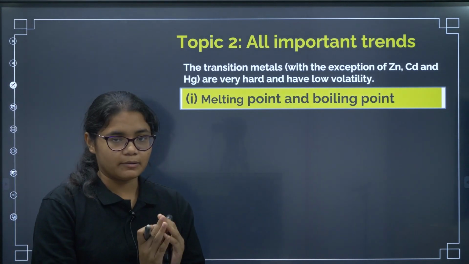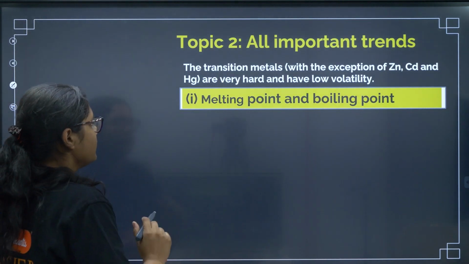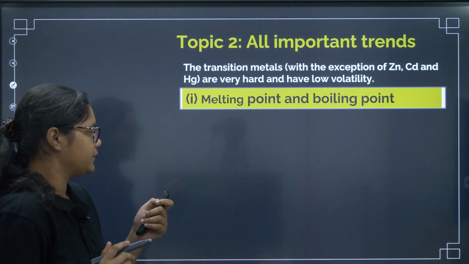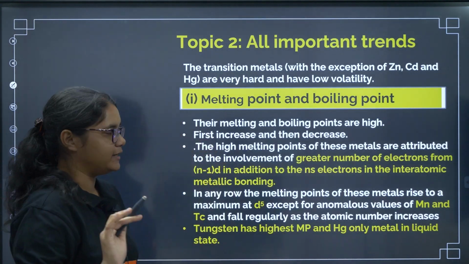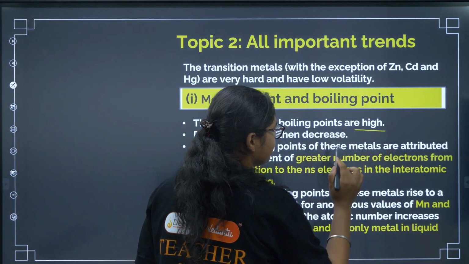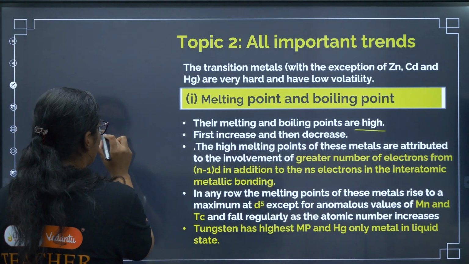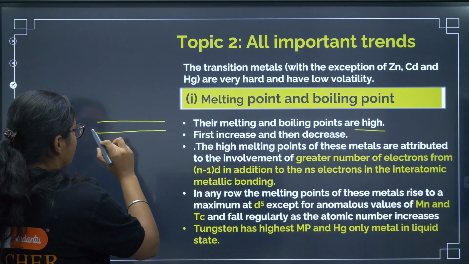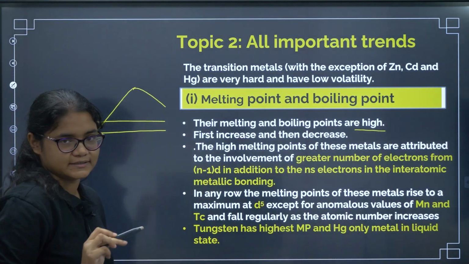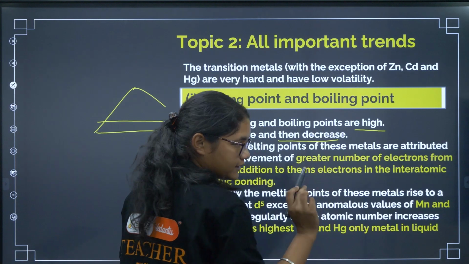Certain trends you have to remember with reason, whether it increases or decreases. So first of all, coming to melting point and boiling point. You can see basically for all the transition elements, the melting point and boiling point are very high. What is the reason for that, we'll discuss. But what is the trend along a period? If you see along a period, the melting point and boiling point first increases and then decreases. So these are 2 things you have to remember: first increase and then decrease.